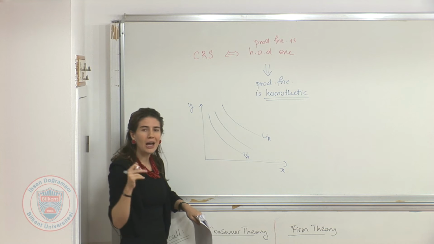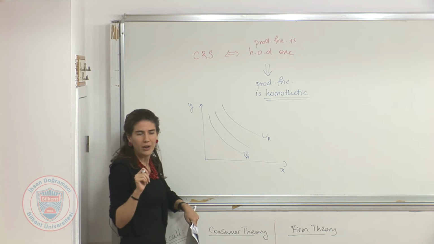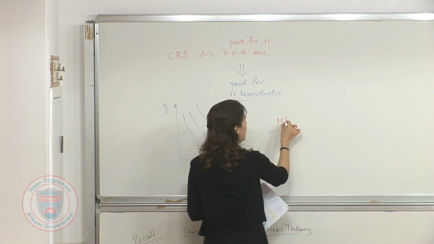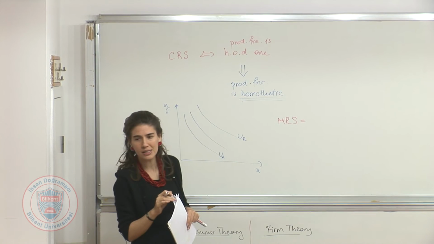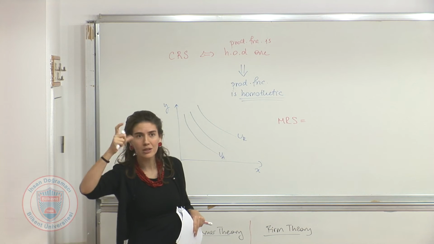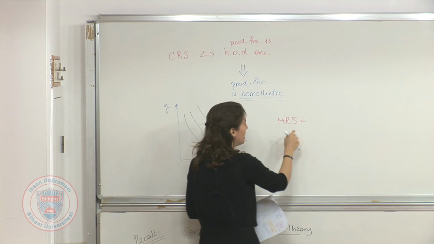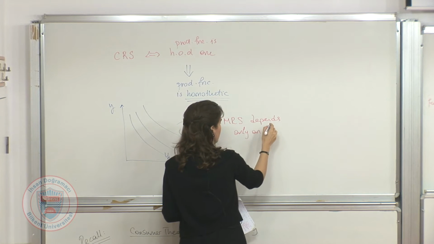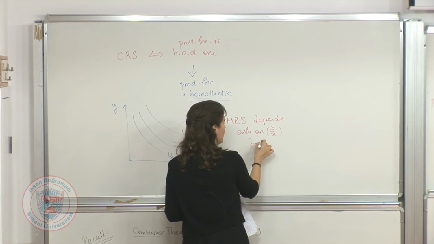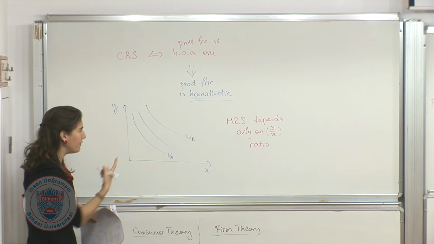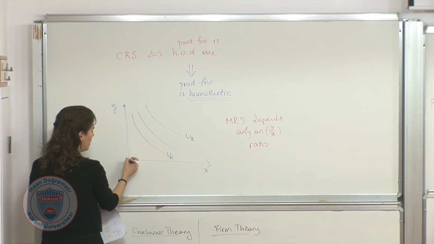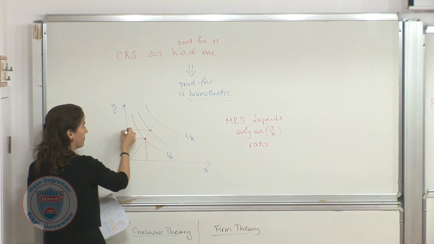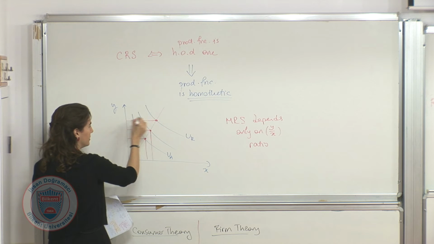Remember, it was kind of the same curve, but what did we say is that if it's homothetic, for instance, okay, let me remind you, we said the MRS, if it's homothetic, only depended on the ratio, right? So we said that this MRS depends only on the y over x ratio. Remember, that's what we said. And then we said that if the MRS depends only on the y over x ratio, then along this ray through the origin, the y over x ratio is the same. Right? So that's what we said.